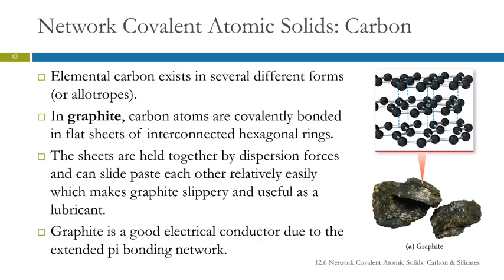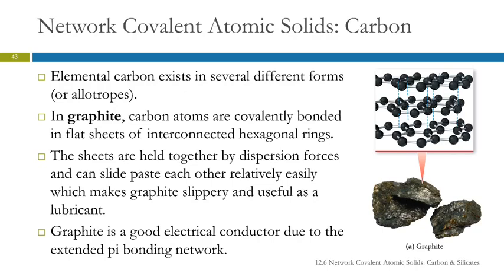So let's talk about network covalent atomic solids. This is where we've got atoms covalently bonded to each other throughout the solid. Carbon is one that forms this. Elemental carbon can exist in several different forms. These are called allotropes. There are other elements that also have allotropes. Sulfur and phosphorus are two that come to mind. You can have the pure element in different forms.